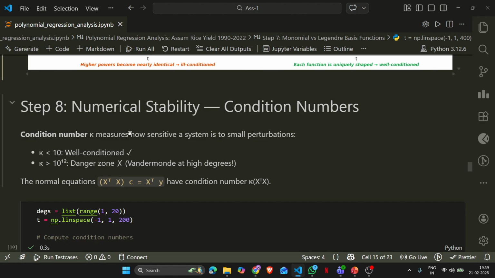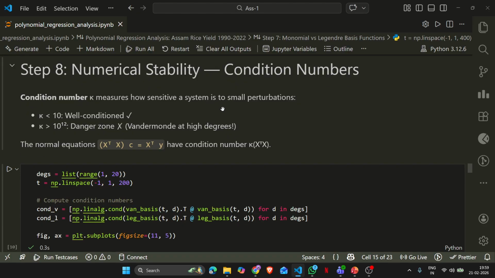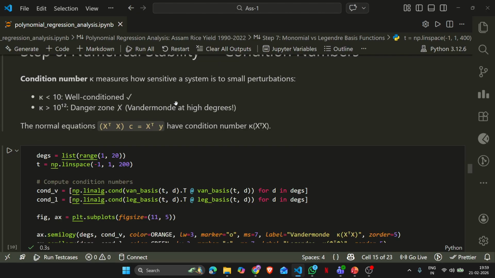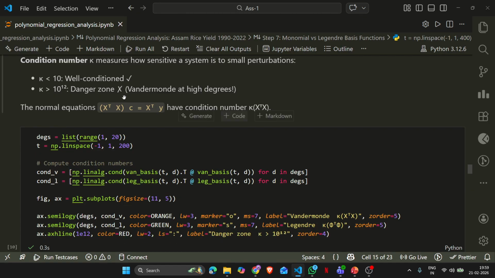So let's talk about numerical stability now. For numerical stability, we define a condition number k, which measures how sensitive a system is to small perturbations or changes in the data set. When the condition number is less than k, the model is well conditioned. Otherwise, it's in the danger zone.